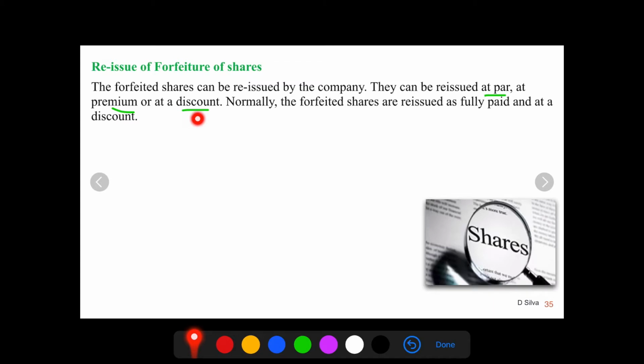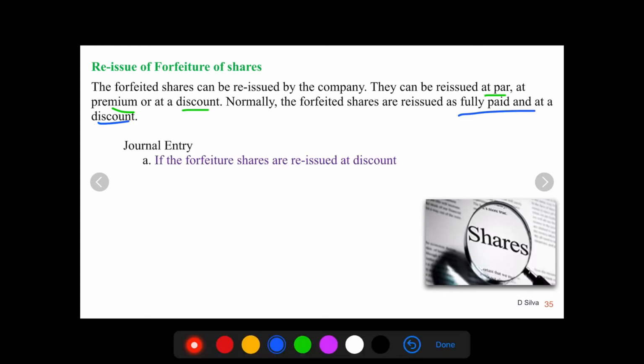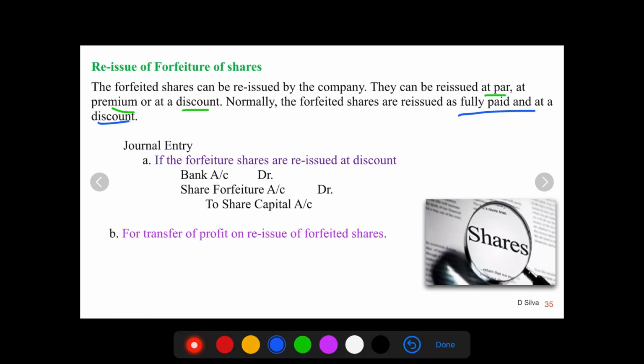That means it will be reissued at less than its face value or nominal value. Normally, the forfeited shares are reissued as fully paid at a discount. So again, from your exam point of view, all the reissues of the forfeited shares are going to be in the form of fully paid at a discount. Journal entry for the reissue of forfeited shares at a discount: bank account debit, share forfeiture account debit, to share capital account. The next journal entry will be for the transfer of profit on reissue of forfeited shares.